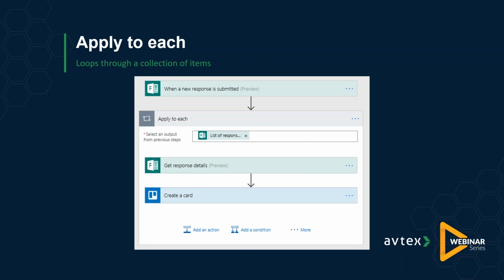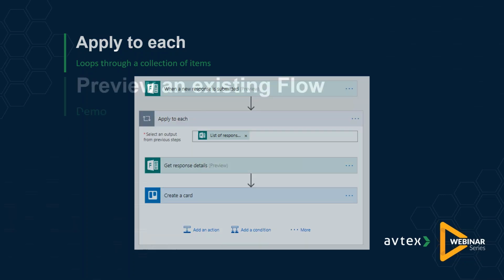And one of the last things to show before we get into the actual designer itself is utilizing the apply to each. In a lot of cases, we may be dealing with collections of data, and we may need to cycle through and perform the same activities on all of those items as they come through. So if it's going through each response from a Microsoft Form being submitted and creating a card in Trello, those are all things you can do with an apply to each.